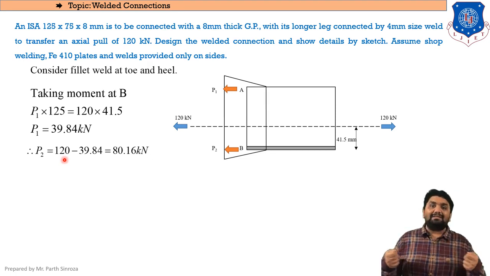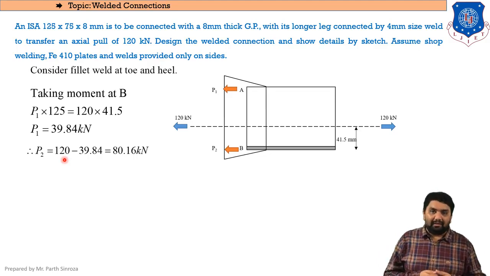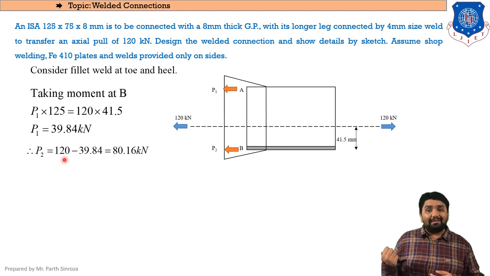Clear? This is just an example of axial pull. So you don't need to consider both the arrows in this case. Clear? So if you are considering the right hand side arrow, the left hand side arrow won't be in the picture.